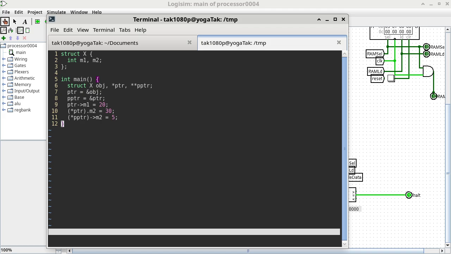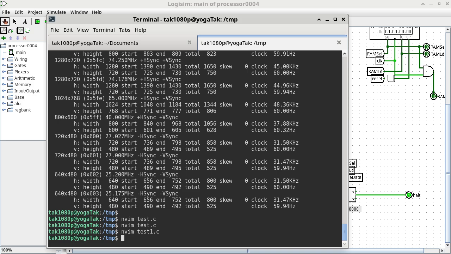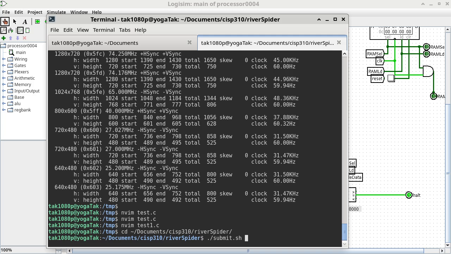So the tool, okay, I will even give you an idea. We still have about 3 more minutes before the promised end time, so I am going to give you an idea of what tools are available. Okay, so document CISP 310, Reaver Spider, submit, temp, test.ttp.asm. This is a script that I wrote.